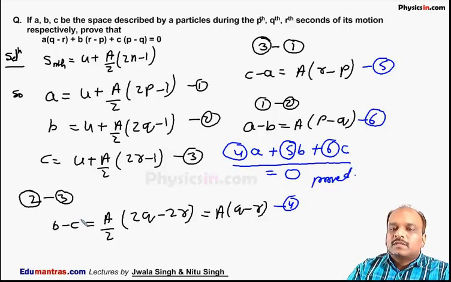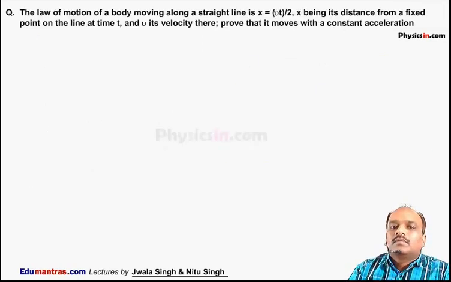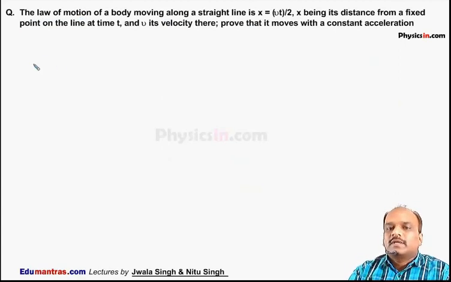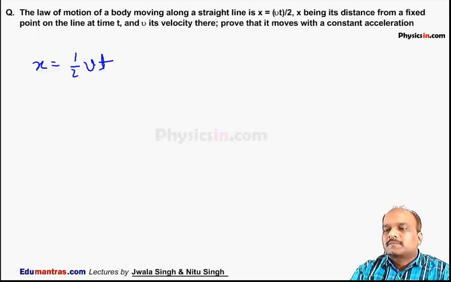Means we have to multiply this expression by A, this expression by B, this expression by C, and if we add these three, then we get 0. Now, the law of motion of a body moving along a straight line is given by x equal to 1 by 2 v into t. x being the distance from a fixed point on a line and t is the time, v is the velocity, then we have to prove that the body is moving with a constant acceleration.